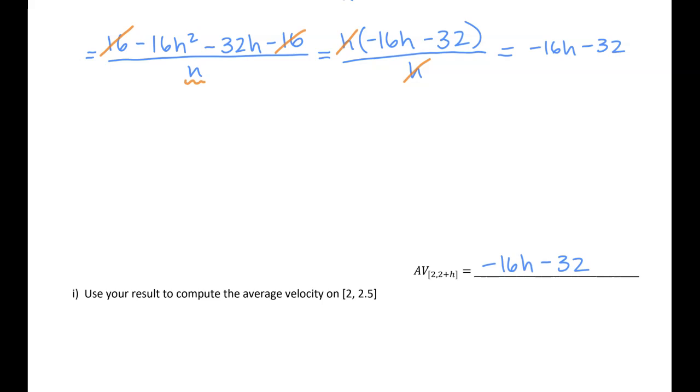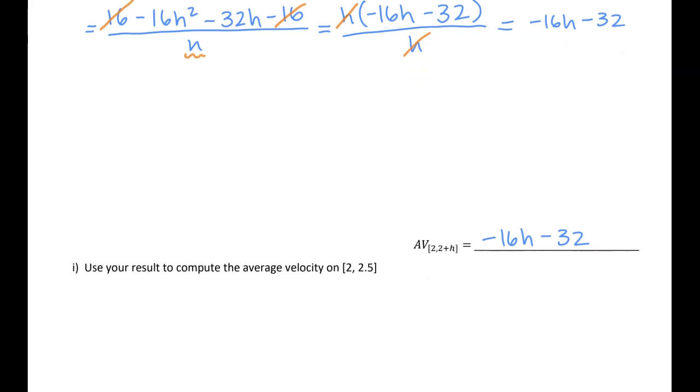All right, so we want to get a little bit of a handle on what that's actually telling us. So that's what this next question is for. We would like to figure out, based on what we just did, without having to go back and do this from scratch, what is the average velocity on the interval 2 to 2.5?